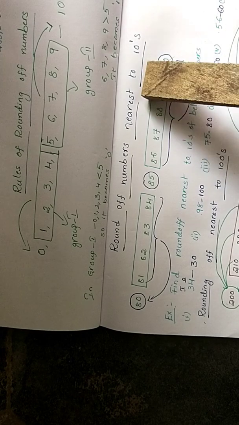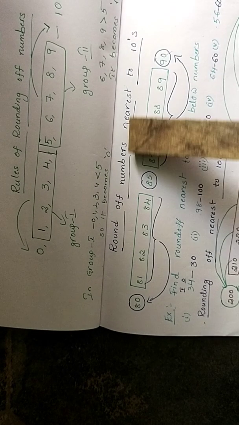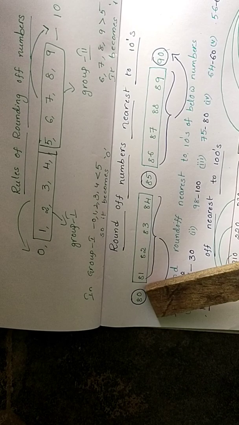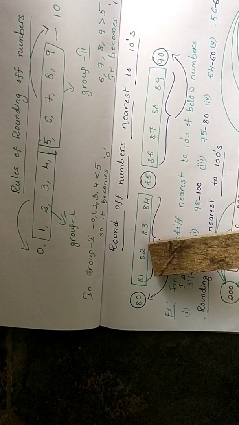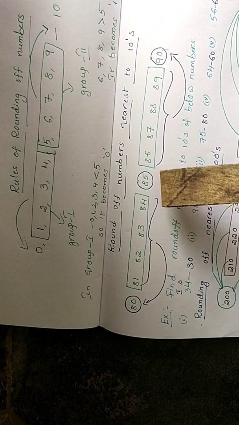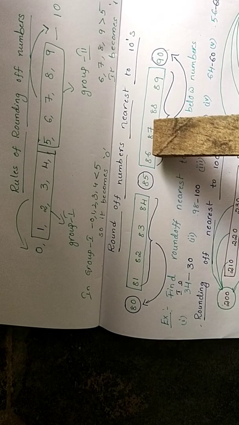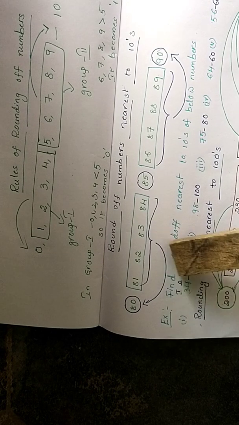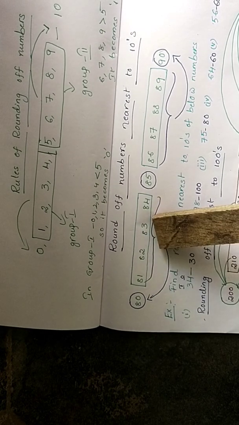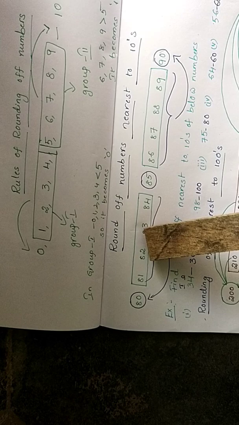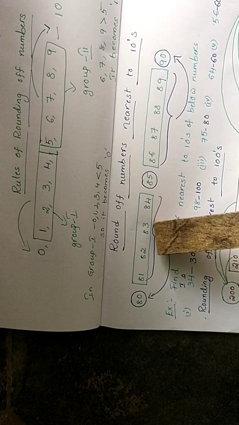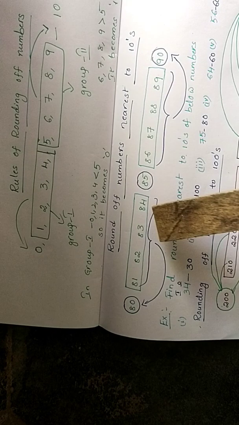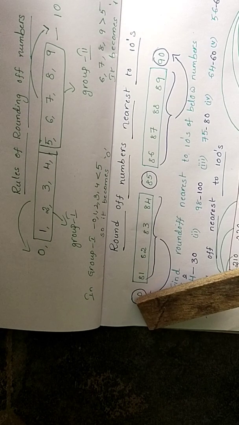Round off numbers nearest to tens. First of all, we find the nearest tens. Okay, children. Here I took one example: 80, 81, 82, 83, 84, 85, 86, 87, 88, 89, 90. So I want 83 rounded to the nearest tens. What is the nearest ten of 83? Is 83 nearest to 80 or 90? It is very easy. 83 is nearest to 80.